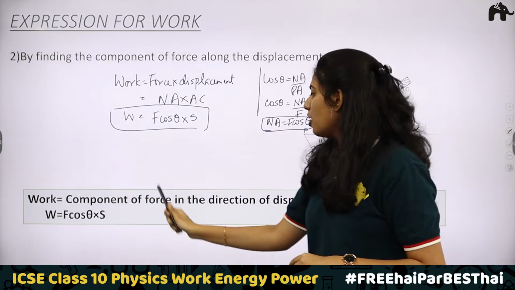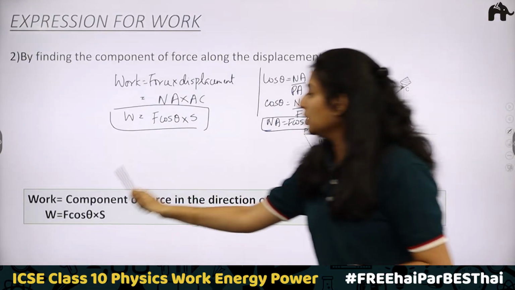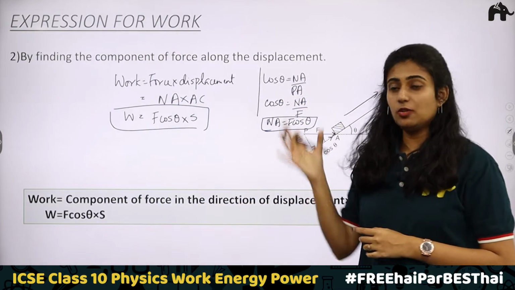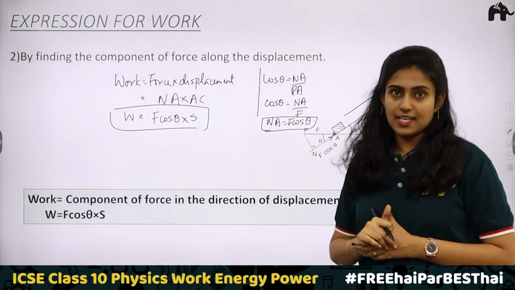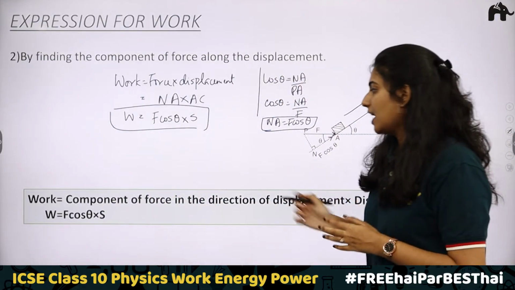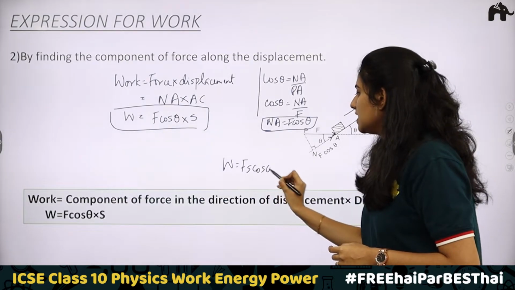Work is equal to the component of force in the direction of displacement into displacement. W is equal to F cos theta into S. Same answer we are getting. There you got F into S cos theta. Here it is F cos theta into S. That is, we can write it as W is equal to Fs cos theta.